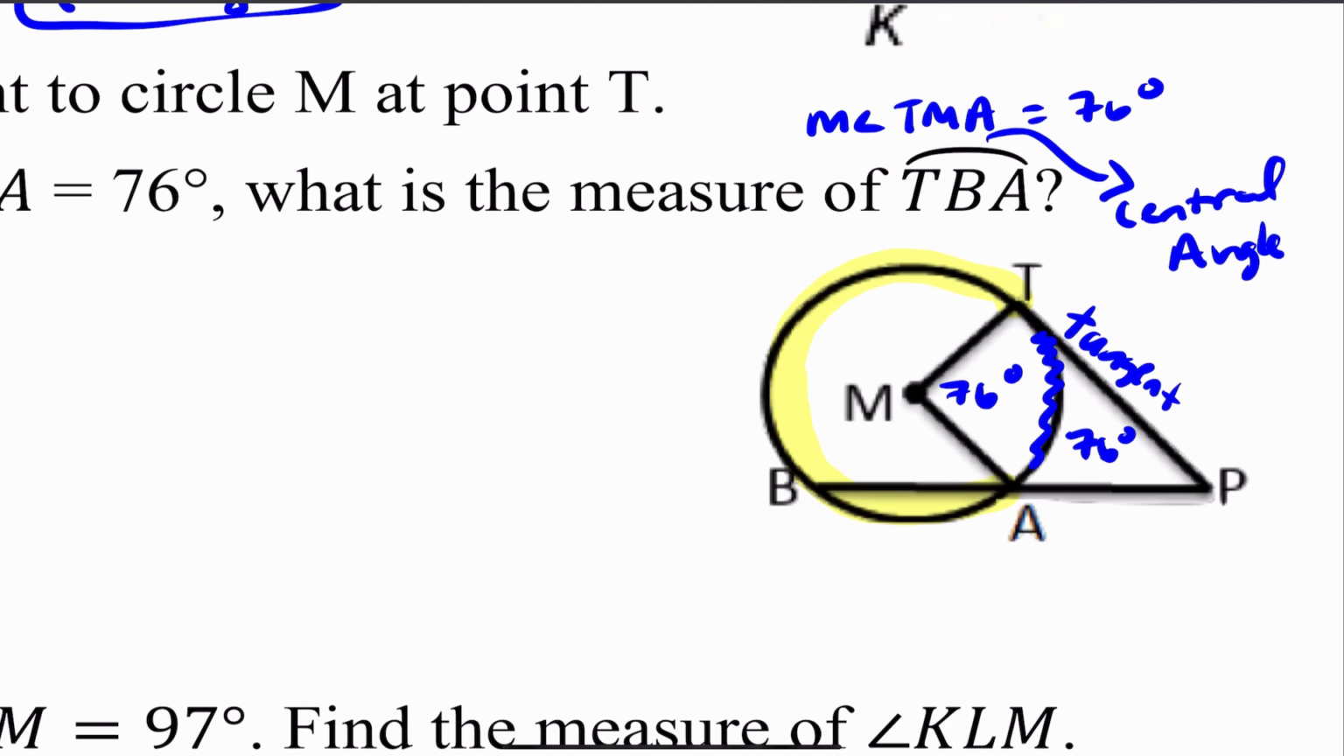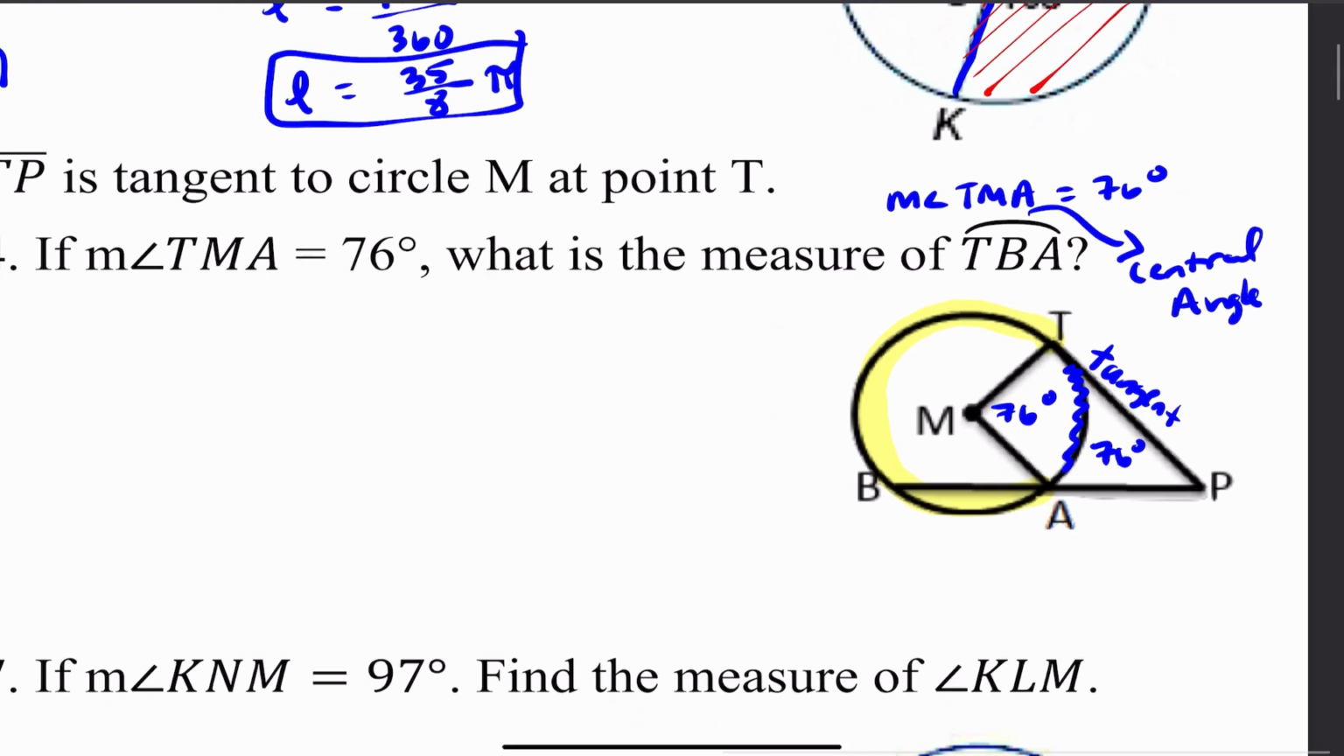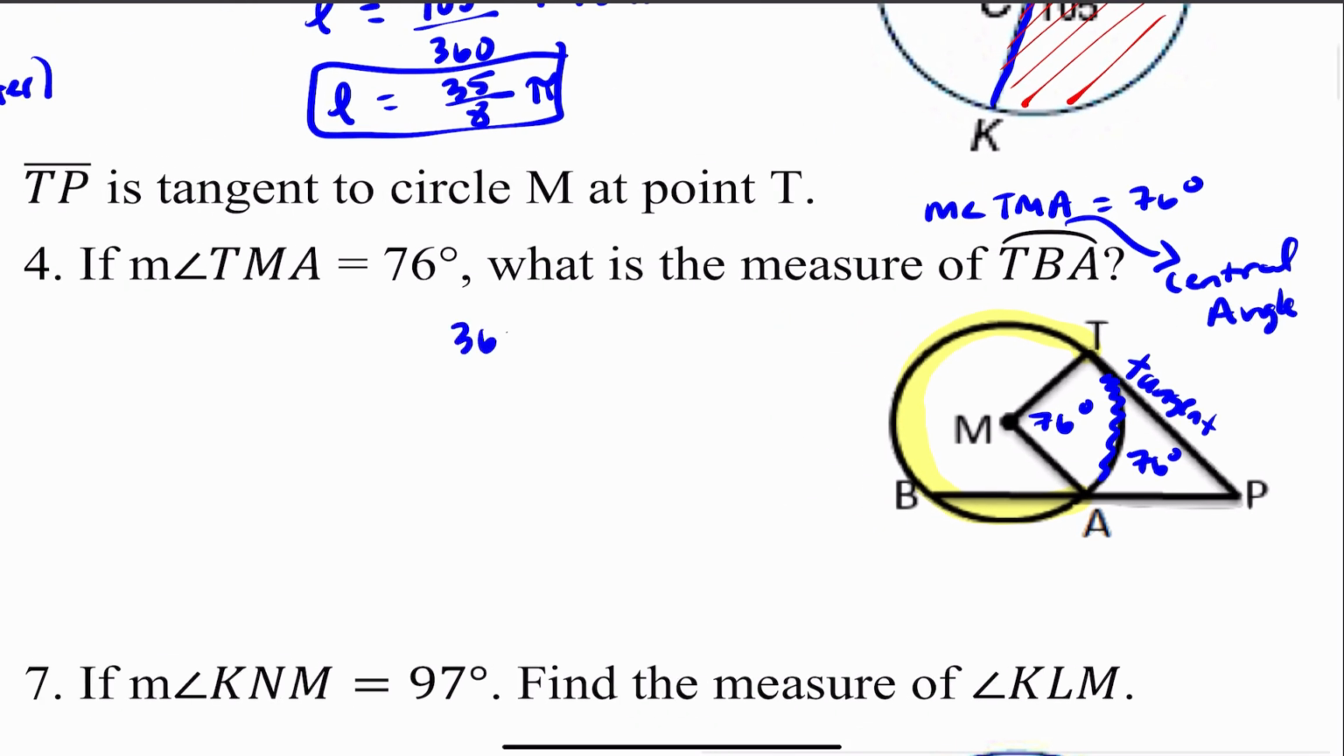So then, how long is this, or specifically, how long is this arc? Well, we know that a circle is 360 degrees. So I'm going to do 360 minus 76. And that's going to give me the measure arc TBA, which is 284 degrees. And that's your answer.